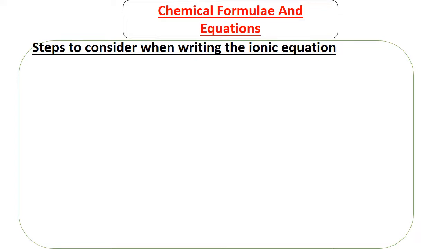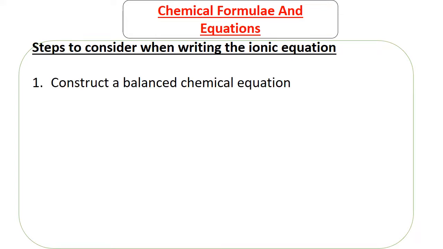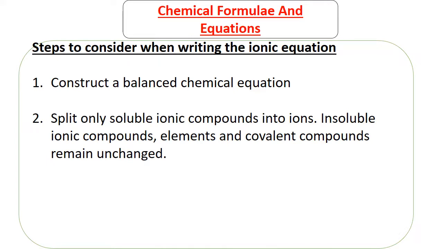So here are the steps to consider when writing the ionic equation. The first is construct a balanced chemical equation. We learned how to do this. Second, split only soluble ionic compounds into ions. Insoluble ionic compounds, elements, and covalent compounds remain unchanged. So what you concentrate on are ionic compounds that are soluble.